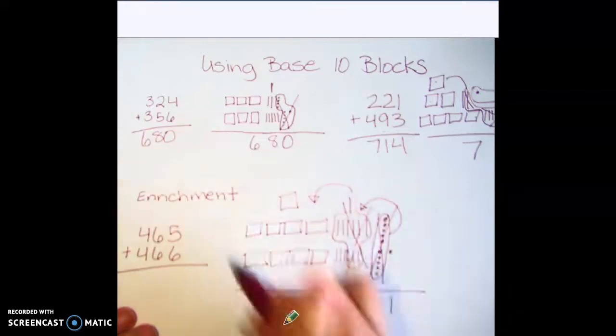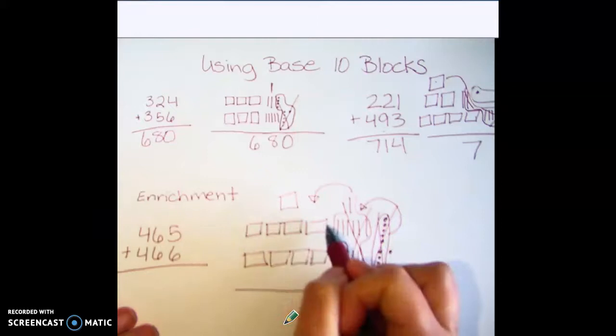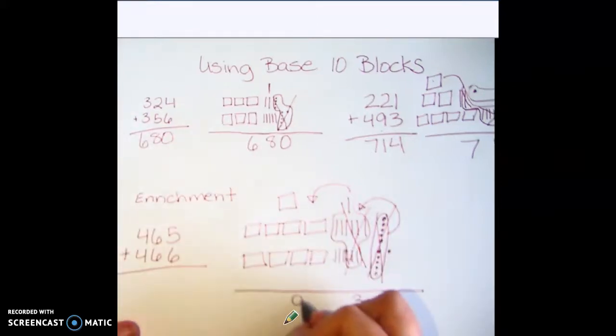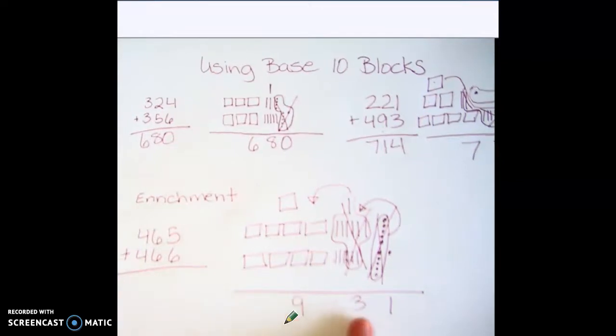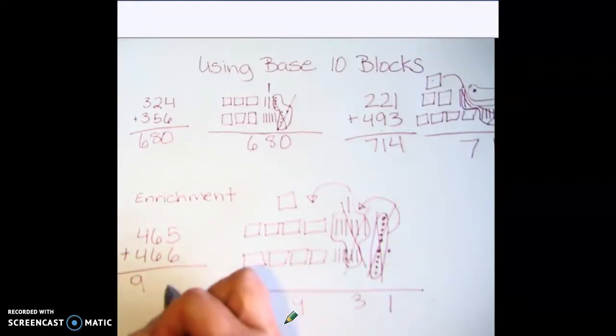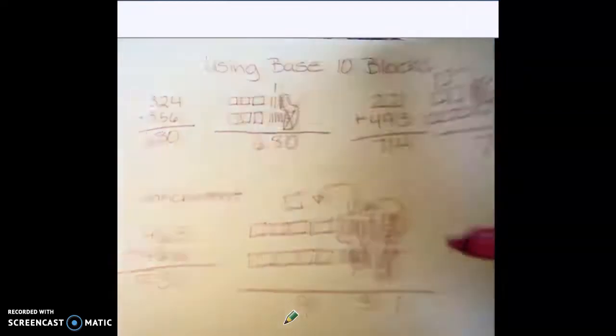And remember, if I get 10 of these, I can trade it in for a cube. And let's see, I've got 4, 4, that's 8, 9. And I don't, because I'd need 10. So I've got 9 hundreds, 3 tens, and 1 one. That makes 931. So here we go, 931. Okay.